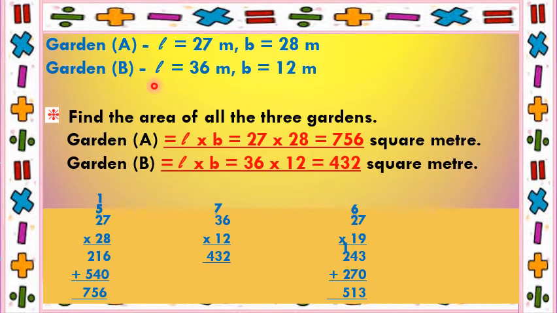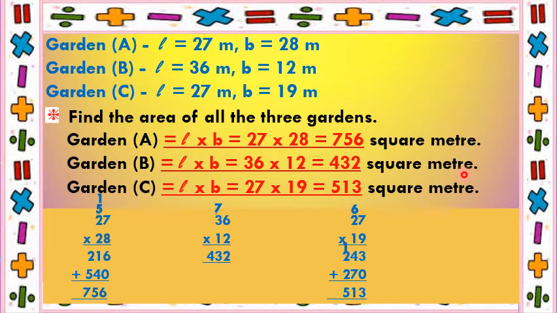Area of garden B is length multiplied by breadth, that is 36 multiplied by 12. Children, we all know 12's table. So directly we will multiply 36 with 12. So 12 sixes are 72. Put 2 down, 7 carry. 12 threes are 36 plus 7 is 43. So the area of garden B is 432 square meters.